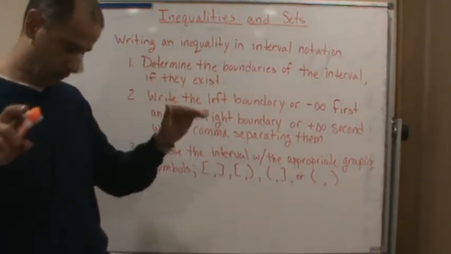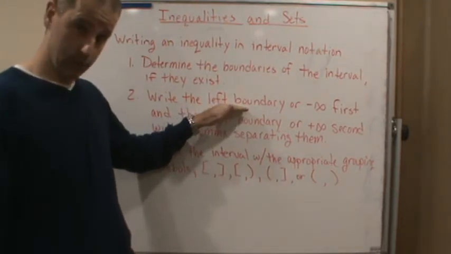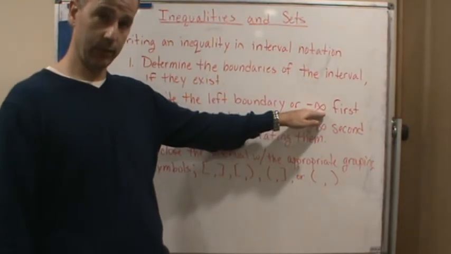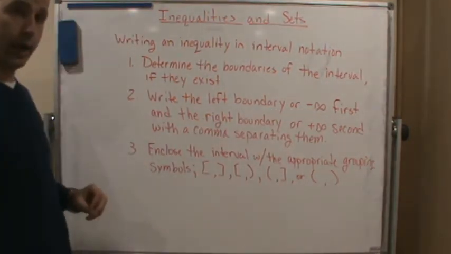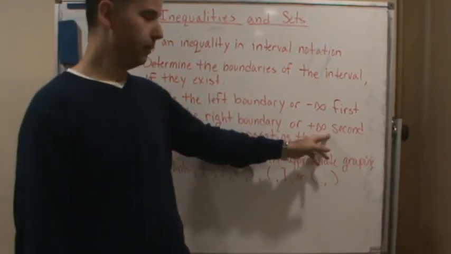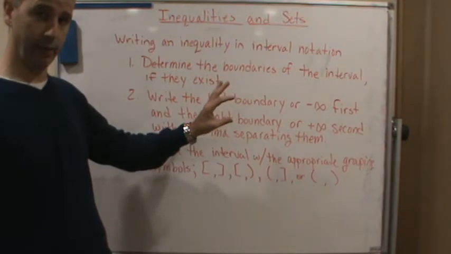Let me start over. We're going to write the left boundary first, if it exists. If it doesn't exist, we're going to write negative infinity. Then we're going to write after that the right boundary, or positive infinity if it doesn't exist. So we're always going from left to right, right?